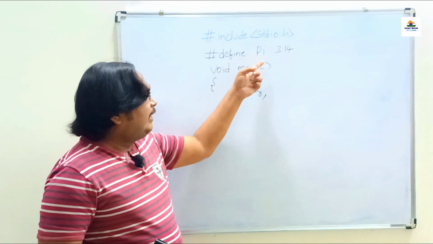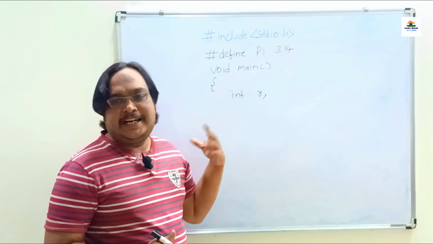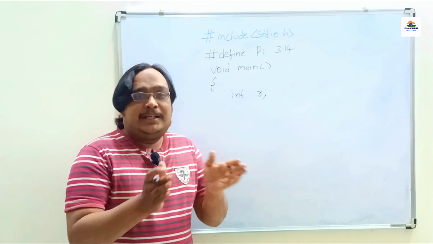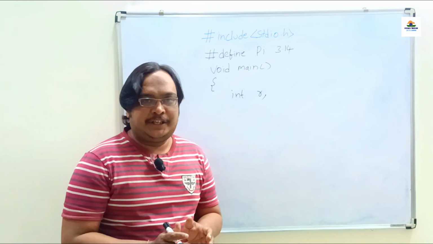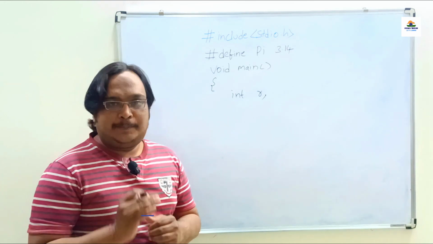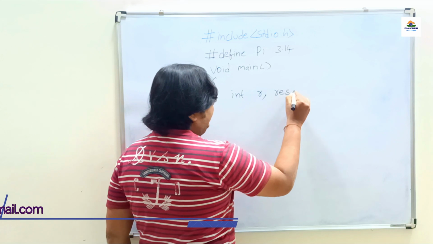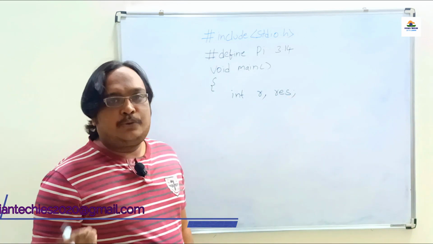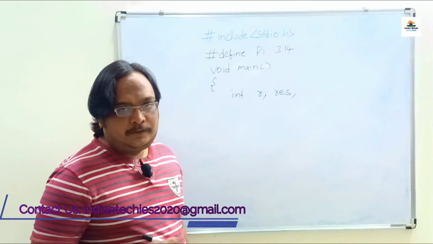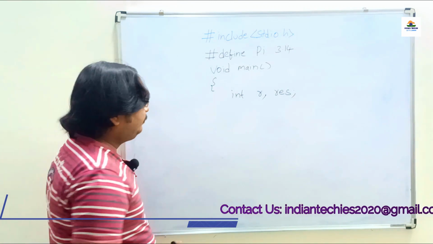Now pi is there, r is there. If you square it, you can use this r multiple times. But after calculation, this result should be stored somewhere. For that purpose, I am taking a variable called res, which is used to store the result. Right? So this is also declared as an integer.